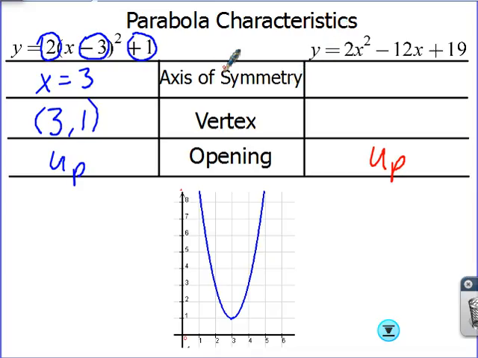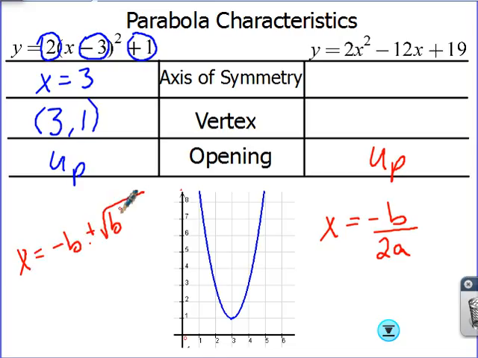The next easiest thing to find is your axis of symmetry. Here's your formula. To find the axis of symmetry, if a parabola is in standard form, x equals negative b over 2a. I don't care if you put that on your formula sheet. The axis of symmetry for a parabola is x equals negative b over 2a. You don't have to, though, because let me show you where this actually comes from. I remember this formula, negative b plus or minus the square root of b squared minus 4ac, over 2a.